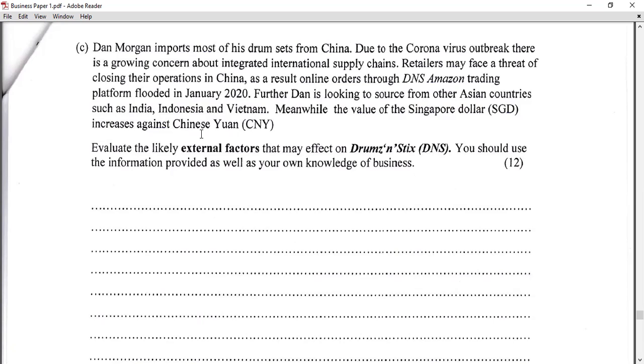With that, you can see the reduction of cost will lead to an increase in the profitability of the organization. Therefore, Dan can maximize his profit again. So these are the two advantages: the currency advantage and the online advantage.